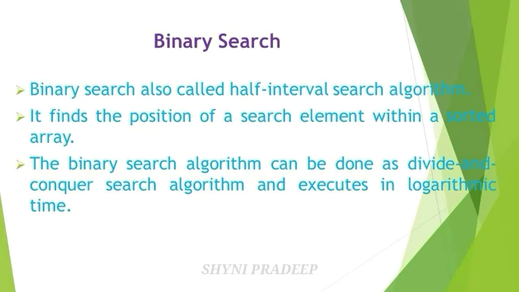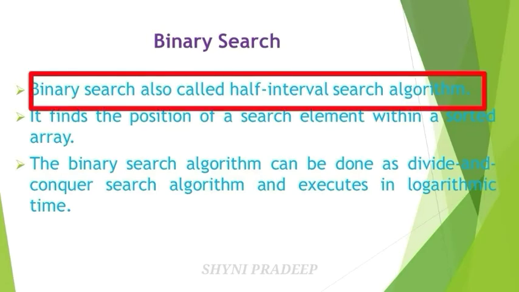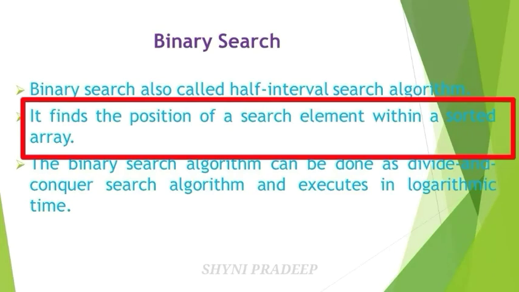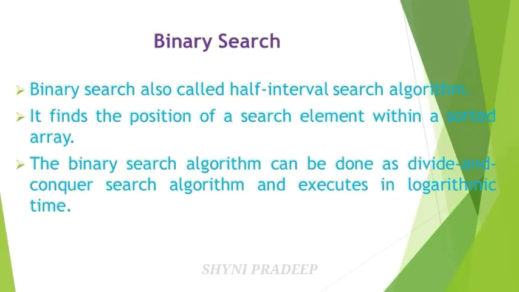So let us see, what is binary search? Binary search is also called the half interval search algorithm. Linear search is also called what? Sequential search, okay. But binary search is called half interval search, because here we start our search with the middle element. The elements are divided into two halves. It is used to find the position of a search element within a sorted array. So the array should be sorted, okay. If the elements are not sorted, then you cannot apply the binary search to that array.